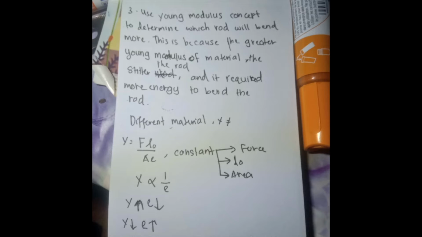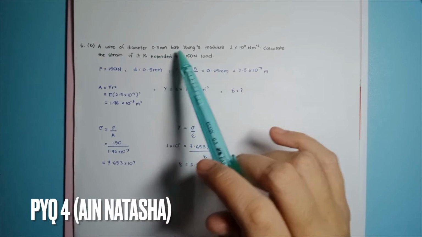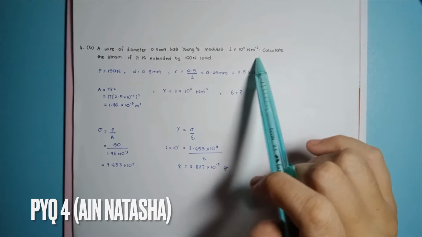My answer is to use the Young modulus concept to determine which rod will bear more. This is because the greater the Young modulus of the material, the straighter the rod, and it requires more energy to bend the rod.